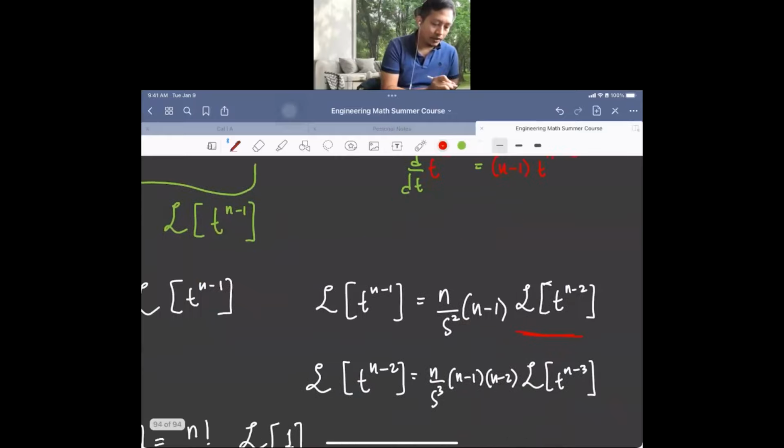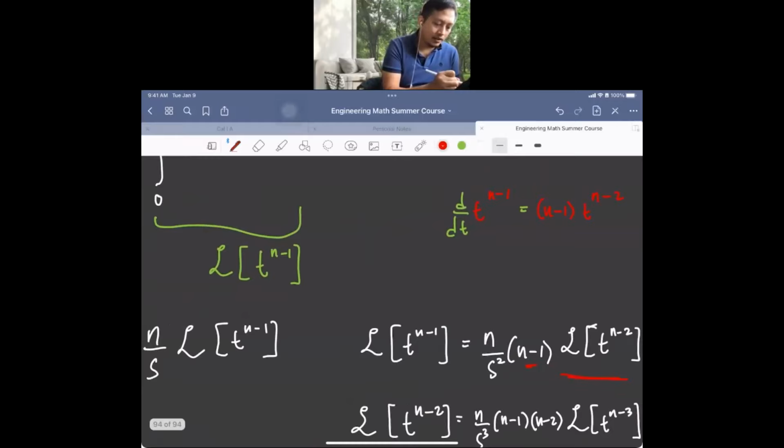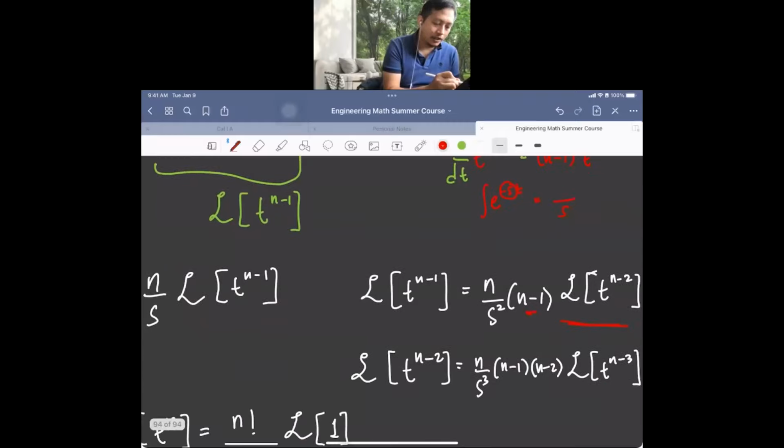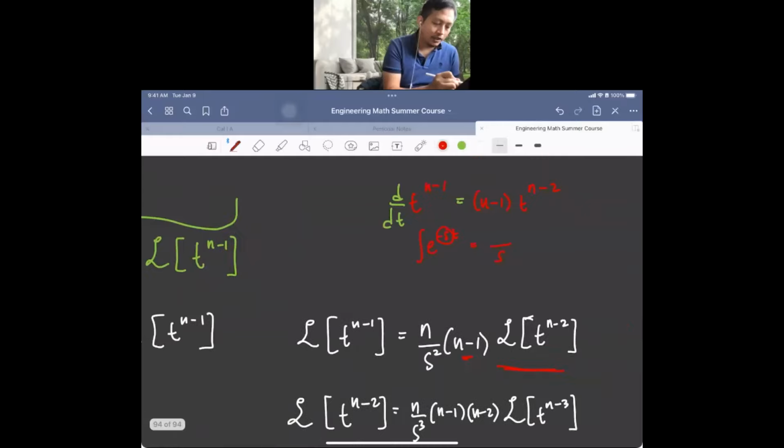Okay, so that is why we need to multiply with n minus 1 here. But since it has another e with power of negative st, and you will get s from the integration, you will see that s is going down, right? So you need to multiply s one more time and it becomes s squared. That's why we have the s squared, s cubed.